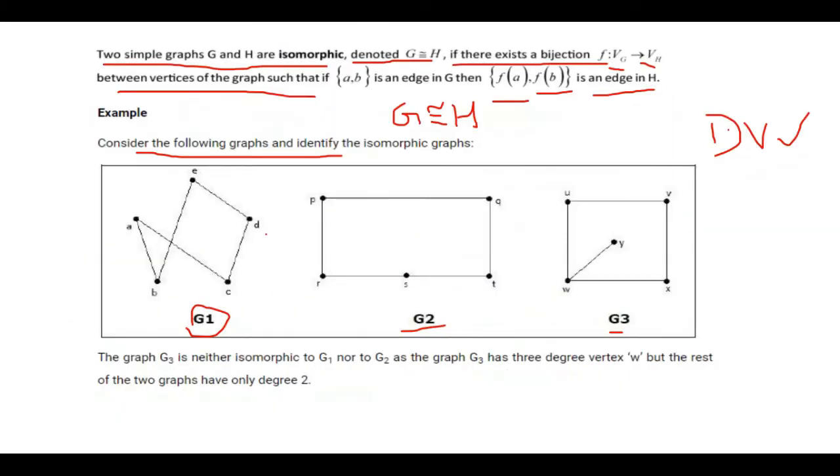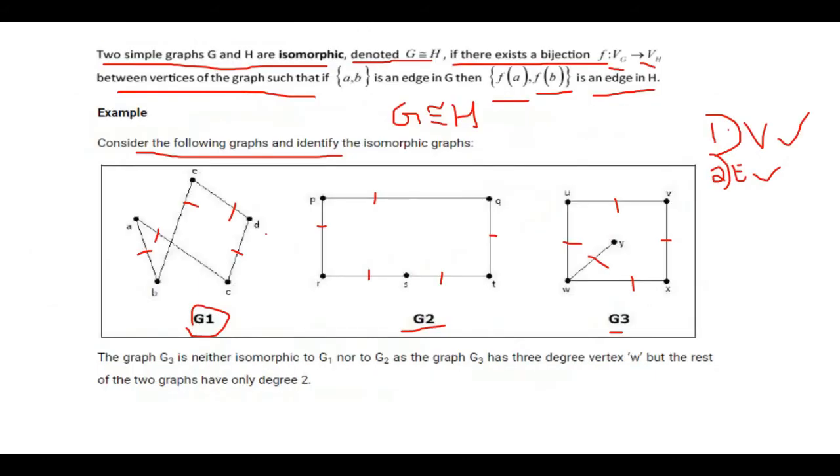Now let's see the next one: whether the number of edges is the same. Let's calculate the number of edges. Edges in G1 is 1, 2, 3, 4 and 5, so we have 5 edges. What about G2? 1, 2, 3, 4, 5. Yes, we have 5. What about G3? 1, 2, 3, 4, 5. So yes, even in the third, the edges are satisfied with 5.